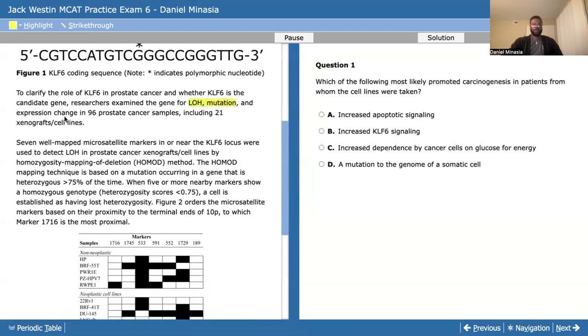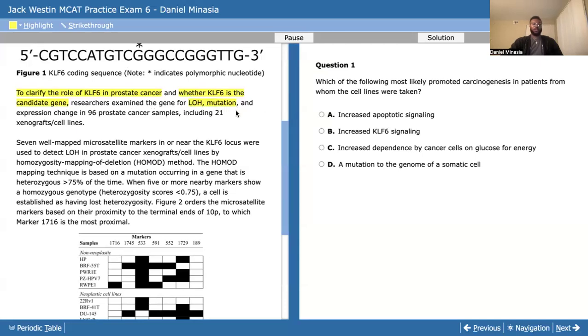So expression, loss of heterozygosity and mutation and expression change in 96 prostate cancer samples, including 21 xenografts. Okay, so what are they trying to do? They're trying to clarify the role of KLF6 in prostate cancer. Okay, that's what the experiment is trying to do. And whether KLF6 is the candidate gene that was talked about at the start of the passage, because they're suspecting it. That's what research is about, okay?